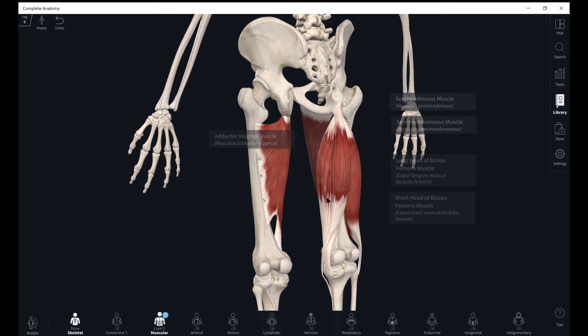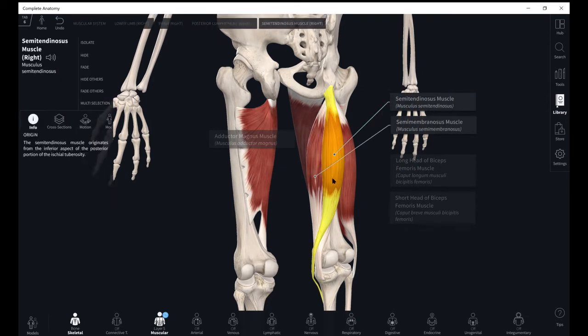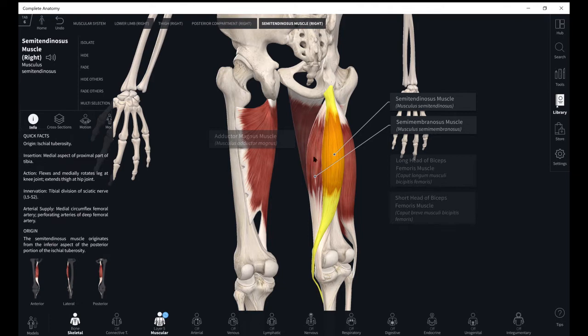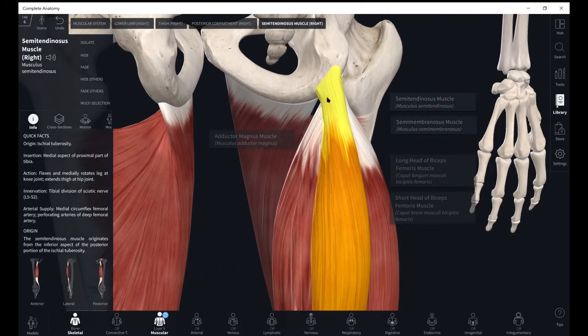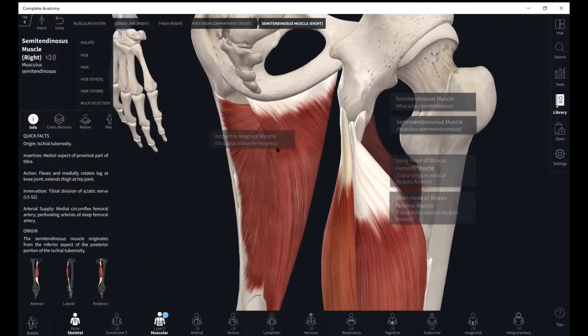So let's look at the muscles of the posterior thigh. Here we're talking about semitendinosus, semimembranosus, biceps femoris, and the adductor magnus. First, the semitendinosus. Pull that up, get that highlighted. Okay, so its origin is off of the ischial tuberosity. Let me get in nice and close so that you can see the attachment.